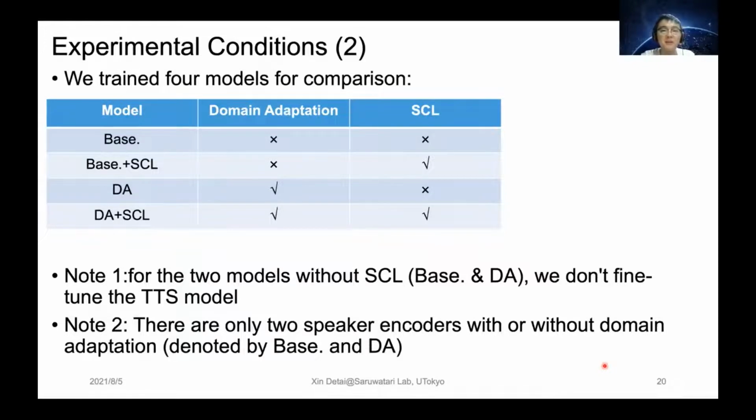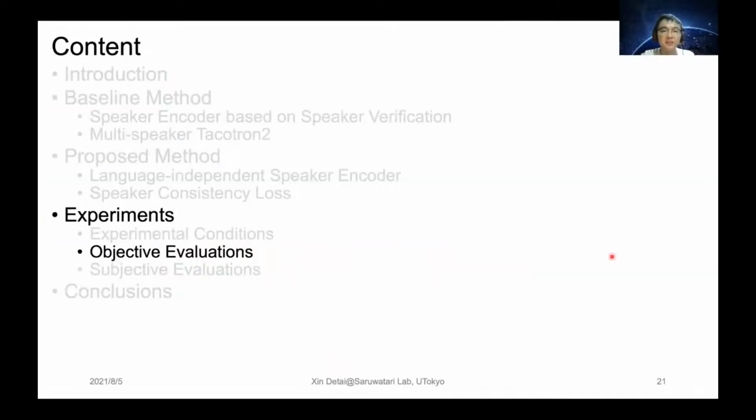We trained 4 models for comparison. The baseline model and the proposed model are denoted by base and DA plus SCL, respectively. For ablation experiments, we also trained 2 models, base plus SCL and DA. Note that for the 2 models without SCL, namely base and DA, there is no fine-tuning stage. Besides, since SCL is used only for the TTS model, there are only 2 speaker encoders, with or without domain adaptation, denoted by base and DA.